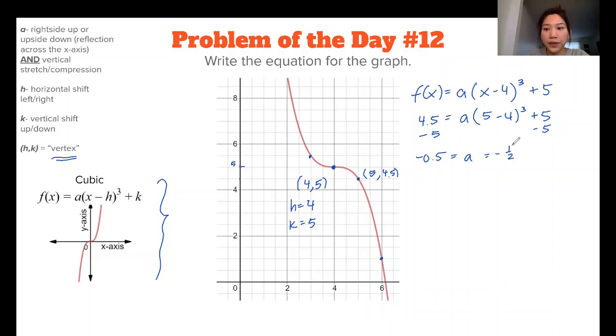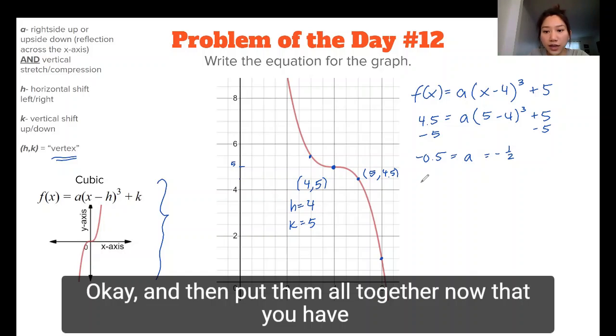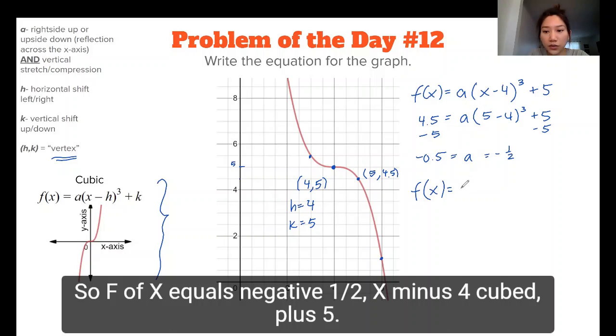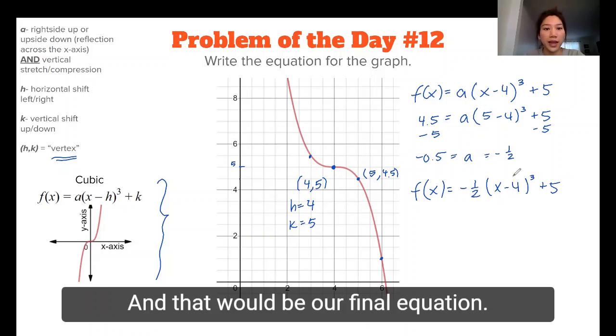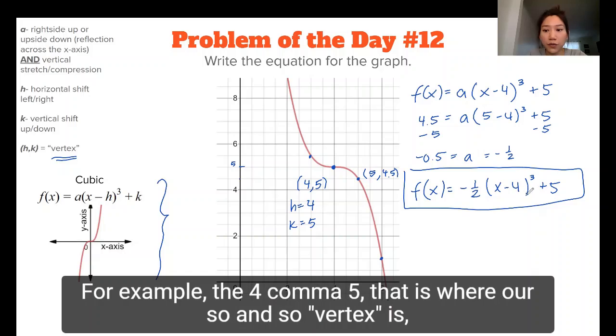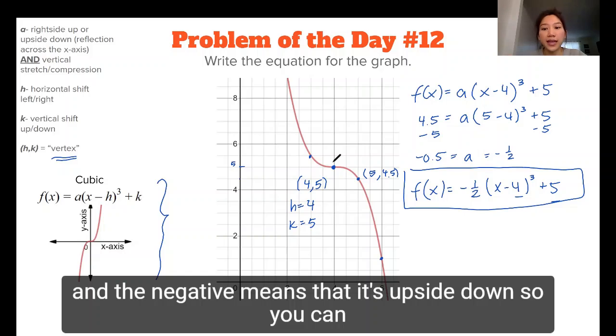Either way is fine. And then put them all together now that you have your A, your H, and your K into the equation. So f of x equals negative 1/2 times (x minus 4) cubed plus 5. And that would be our final equation. You can do a quick double check by checking the vertex, for example, the 4, 5. That is where the so-called vertex is. And the negative means that it's upside down.